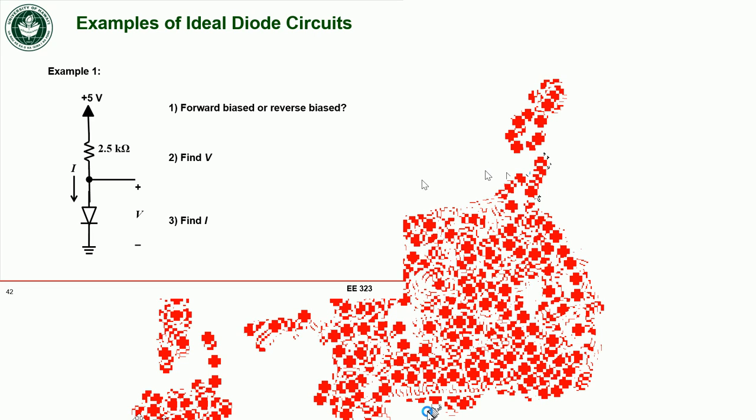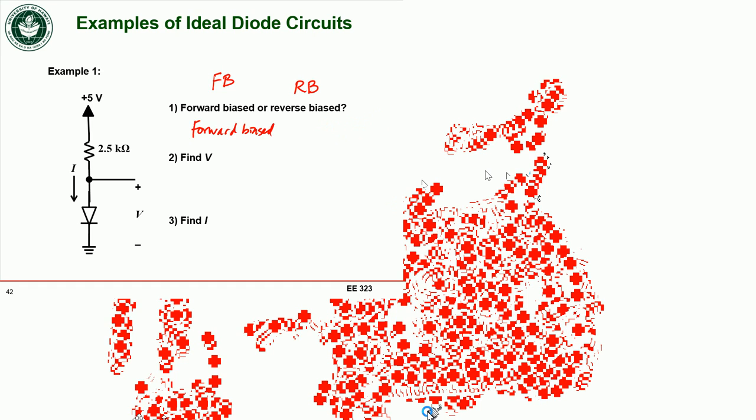Okay, so in this case, guessing forward bias is the best guess, because on the anode side, I probably have a higher potential than I do on the cathode side, because the cathode side is ground. That means current would want to flow through the diode in the direction indicated by this arrow I, which corresponds to forward bias. So it probably is forward bias. Okay, so let's guess that it's forward biased. Throughout these lectures, I'm going to be writing FB for forward bias and RB for reverse bias.